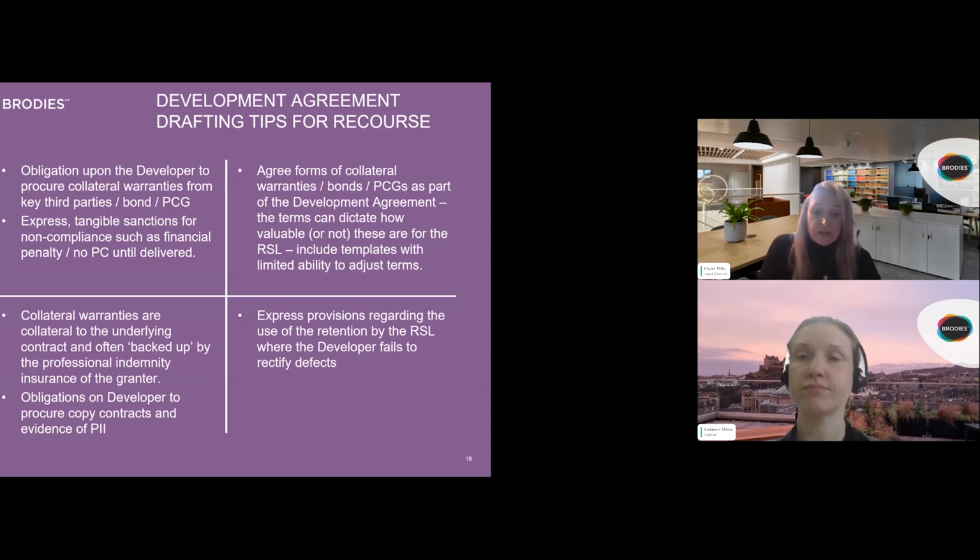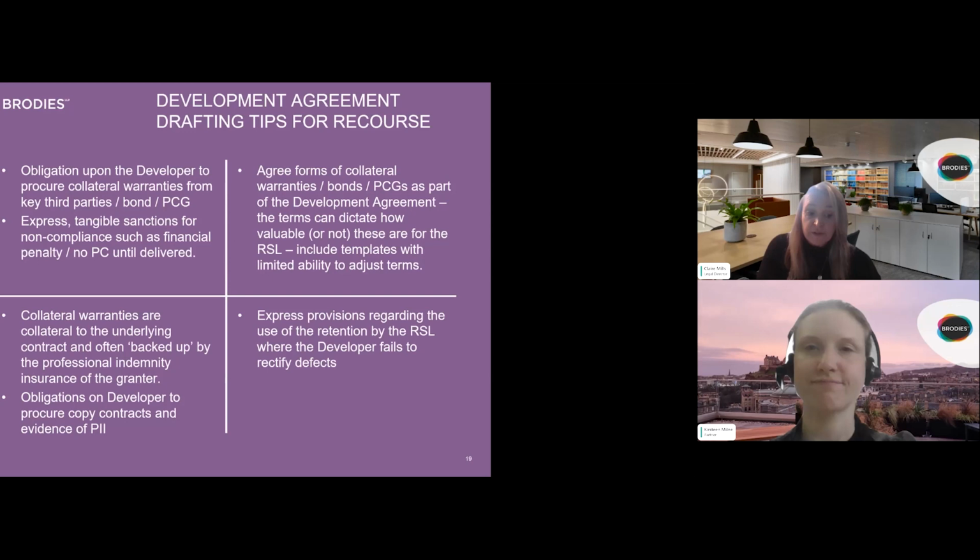So, as you've hopefully gathered from this part of the session, unlike pre-agreed frameworks or standard form building contracts, there's no set terms for the construction provisions within a development agreement. And the pitfalls in terms of the construction obligations and liabilities are often around drafting that's missing from the development agreement rather than the negotiation of the terms that are proposed at the outset by the developer. So I've set out in this last slide some drafting tips to cover those recourse points, which I've covered today.